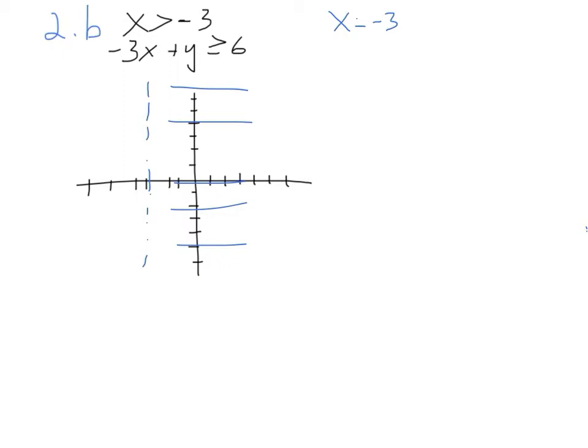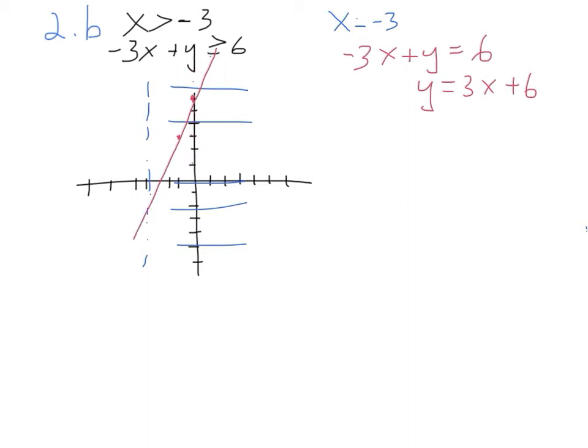Next one I'll do in red. I have negative 3x plus y equals 6. If I wanted to solve that for y, I could get this equation. So my y-intercept is going to be 6. So 1, 2, 3, 4, 5, 6. The slope is 3. I could either go up 3 and over 1 or down 3 and to the left 1. Since that's kind of on the graph, I'll do that one.